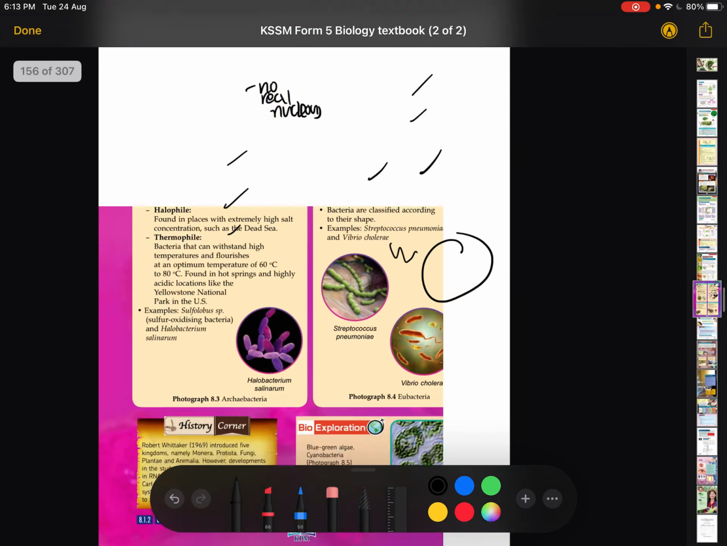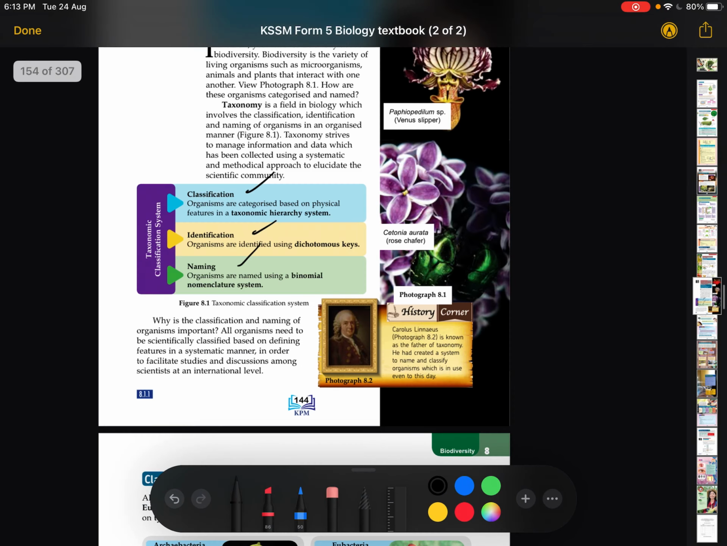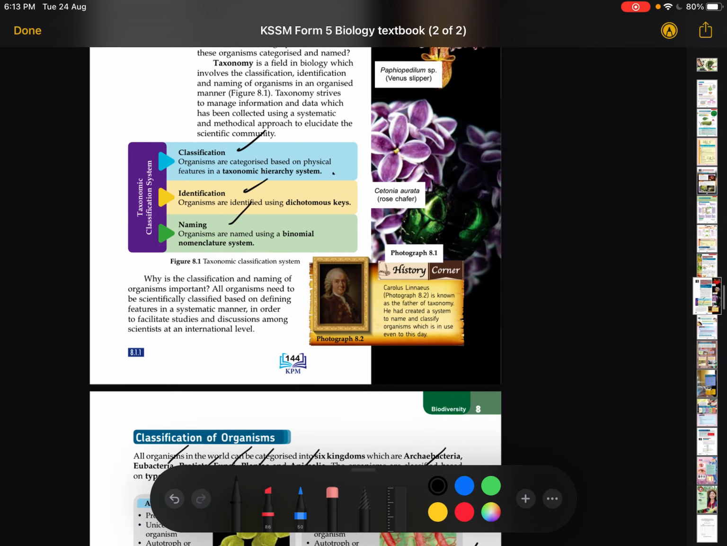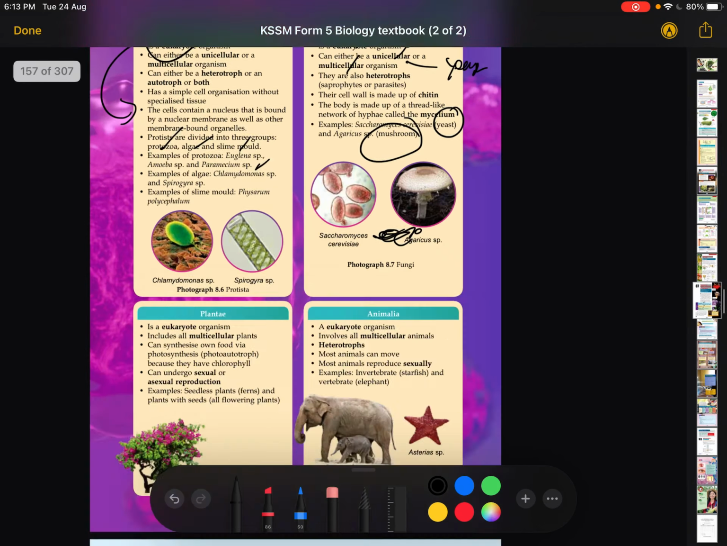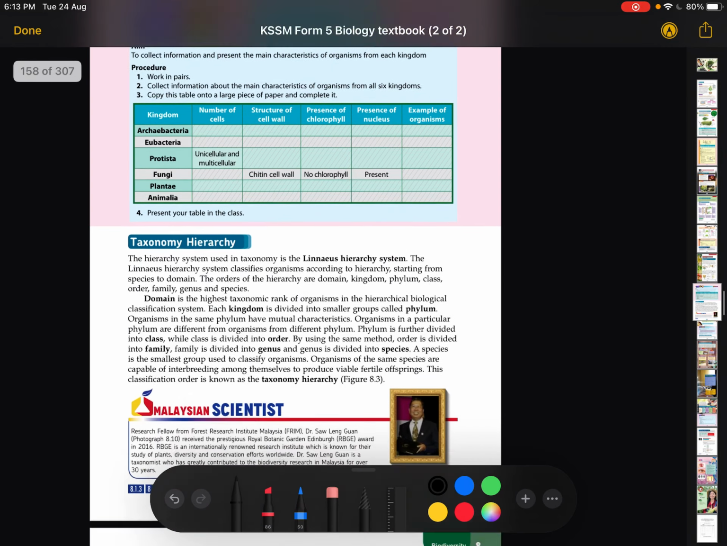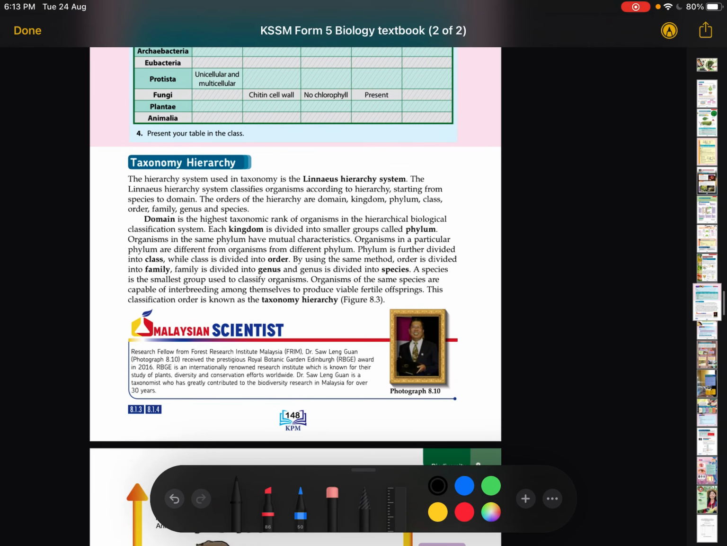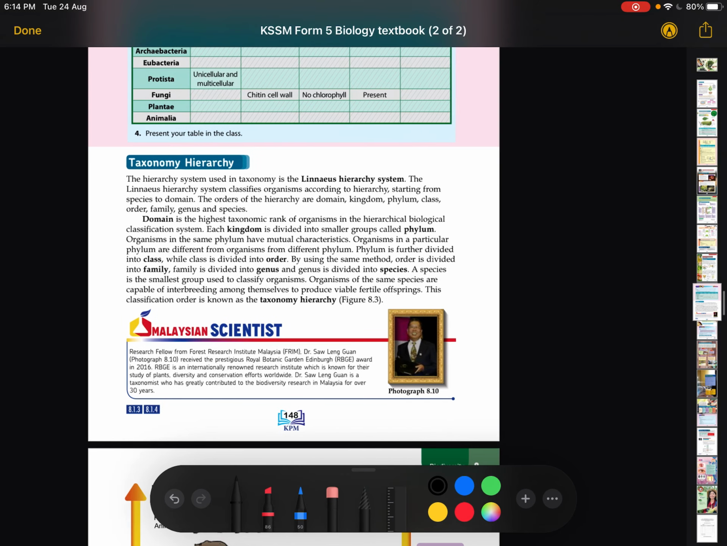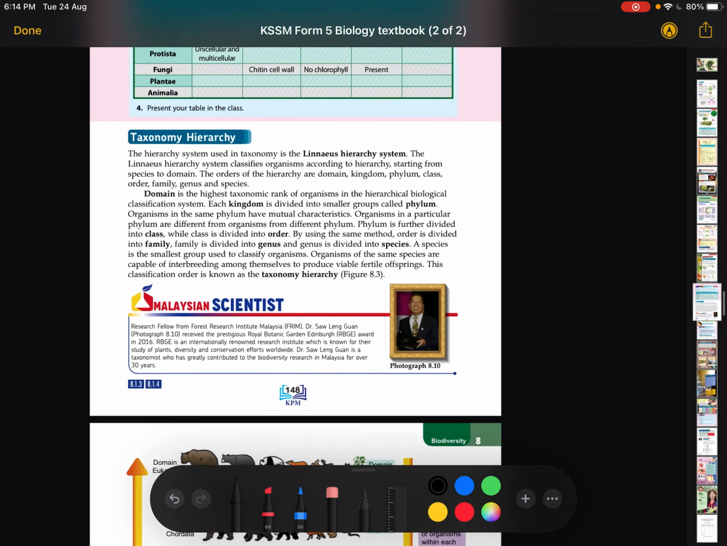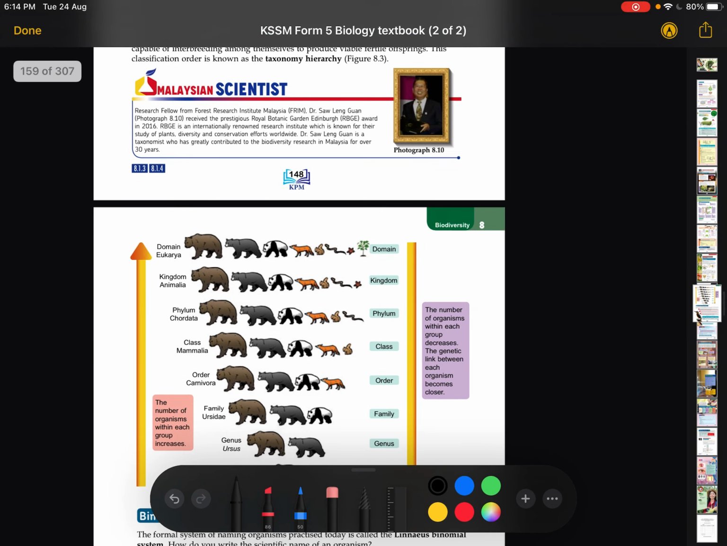Okay, next is taxonomy hierarchy. So how do we classify them? Like how do we classify them more specifically? So yeah, we're still in classification. So how do you do that? You use something called the Linnaean hierarchy system. I don't know if it's called that, I just call it the Linnaean hierarchy system. And they classify the things according to their hierarchy, like what rank they are. So here's the hierarchy system.